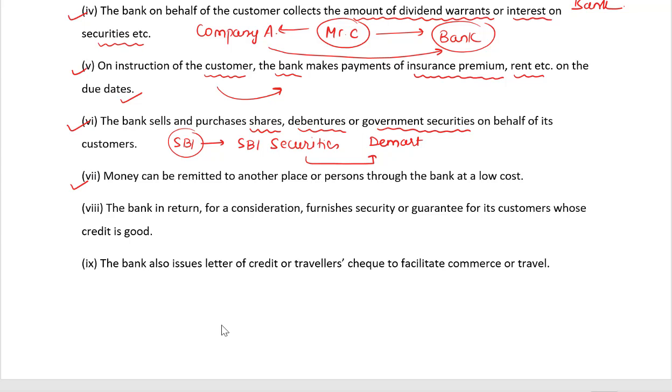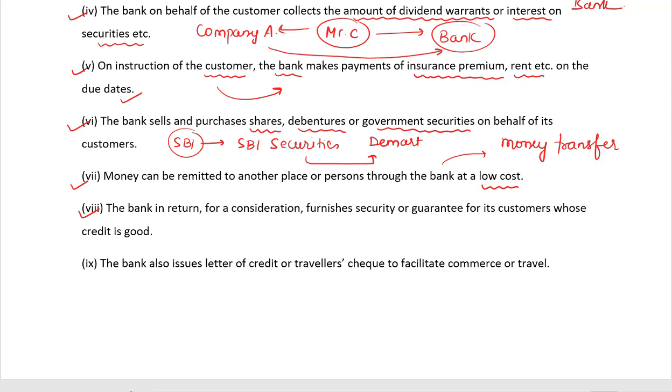Money can be remitted to another place or person through the bank at a low cost. So basically over here it means the bank will help with money transfer. A bank could help you in money transfers. Point number 8. The bank, in return for a consideration, furnishes security or guarantee for its customer whose credit is good.